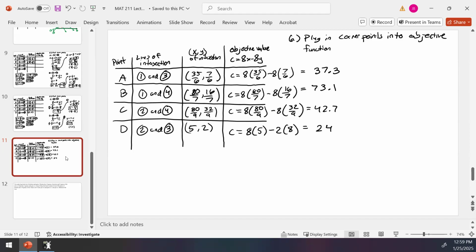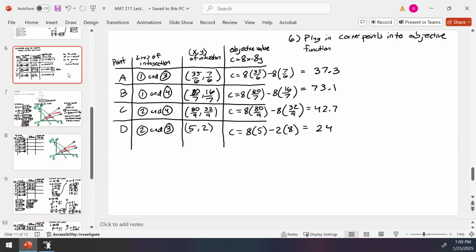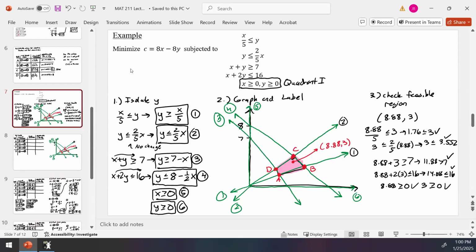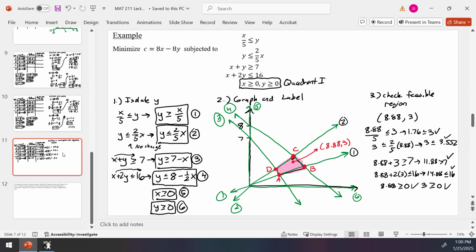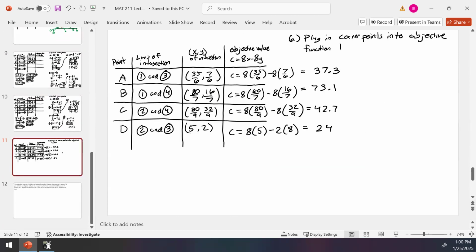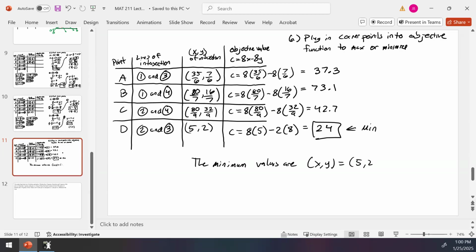And so we always have to remember, are we maximizing or are we minimizing? So just go back to the directions to verify. And so if we read at the very beginning, we are minimizing, right? So that means what is the smallest value? And so 24 is the minimum. And so the minimum values are x comma y equal to 5 comma 2.